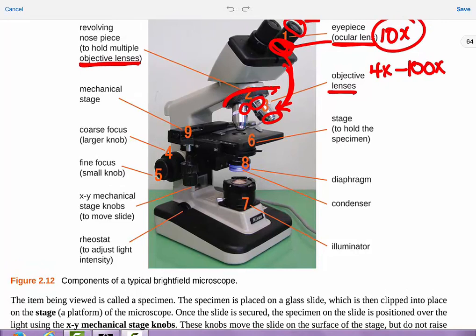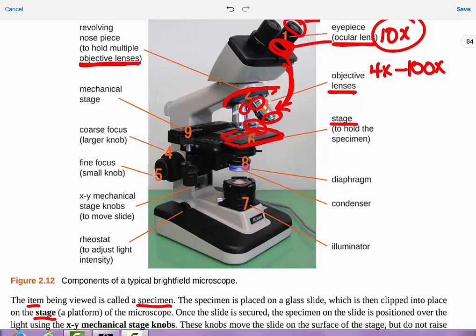Down here, the item being viewed is called a specimen. The specimen is placed on a glass slide, which is then clipped into place on the stage. And so you can see the stage is labeled here, number 6. This whole thing right here is 6, the stage, and you can see actually right in here is where the clip is. So the slide will sit right under here and be clipped in.